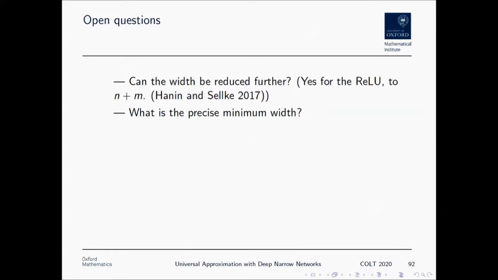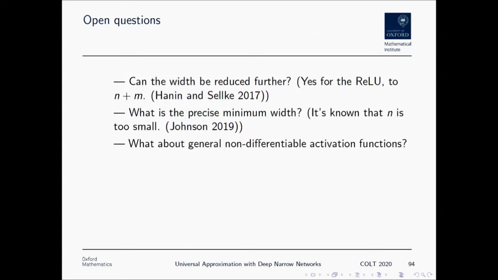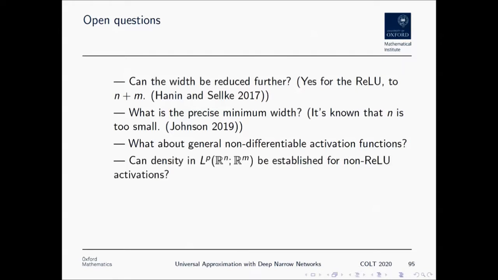What I really mean by this is, what are the lower bounds? I outlined earlier how if you have n inputs and then a width of only n minus 1, then you must have some non-trivial kernel. But in fact, it's also known that a width of n is also too small, via a certain topological argument. And for general non-differentiable activation functions, can we get universal approximation? And can non-ReLU activations also give us density in non-compact domains? And can we get universal approximation with respect to other topologies, in particular, for example, Sobolev topologies? These are all open questions.